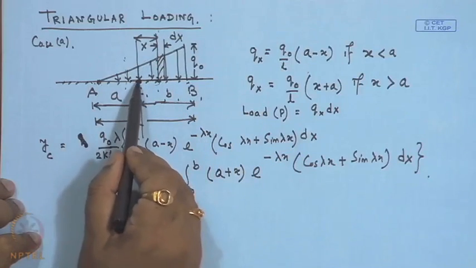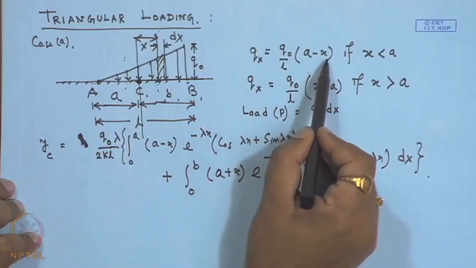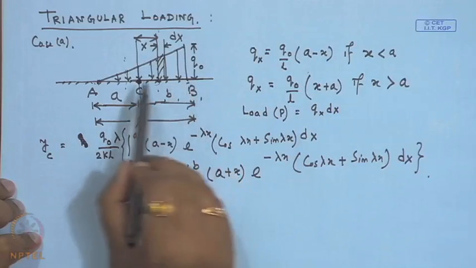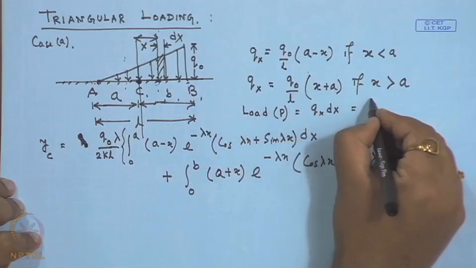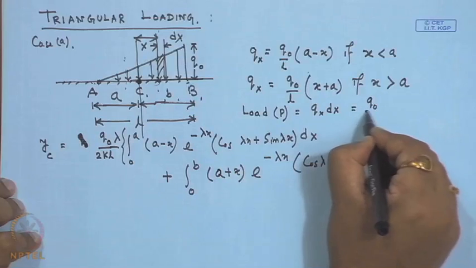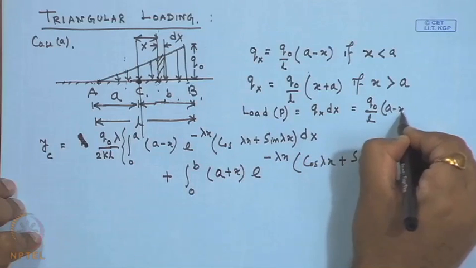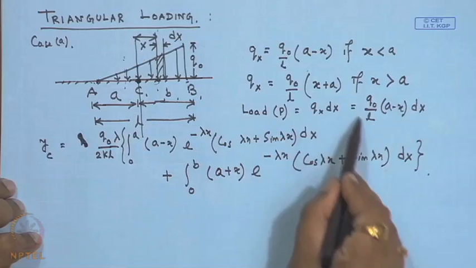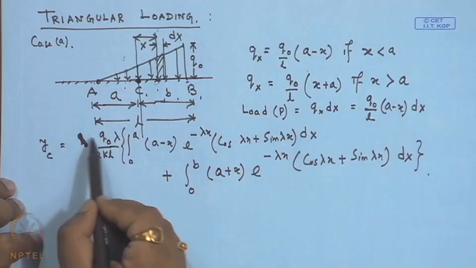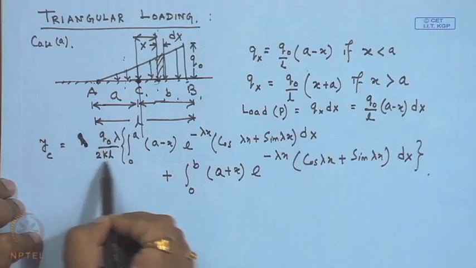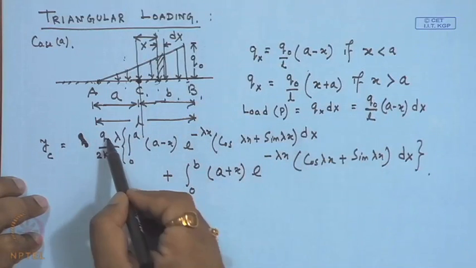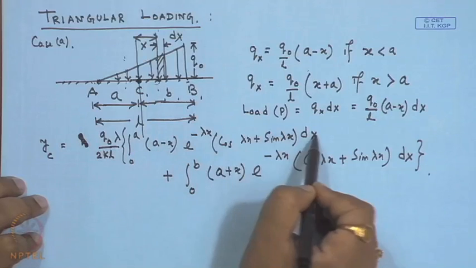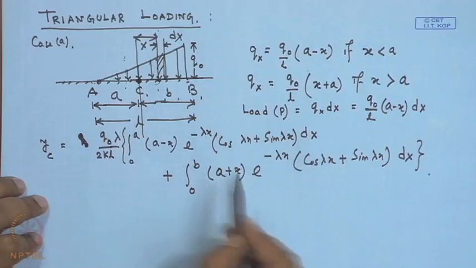So, if it is within 0 to a, then we take a minus x. If it is 0 to b, we have to take a plus x, because load is delta x into dx. So, if I consider q 0 for the first case, L into a minus x into dx. So, in case of p, you have to put this value. So, y c is p delta by 2 k. In the first case it will be 2 k l, then q 0 and then a minus x and dx in this region, and another will be a plus x into dx.